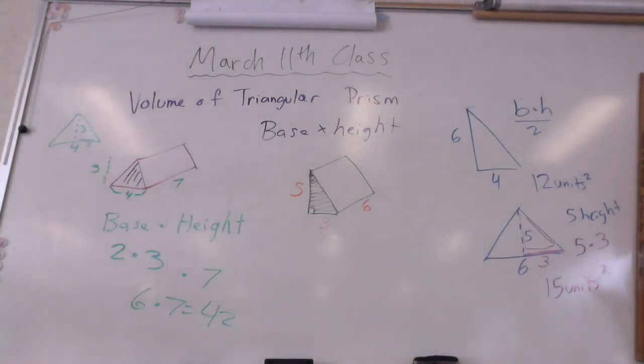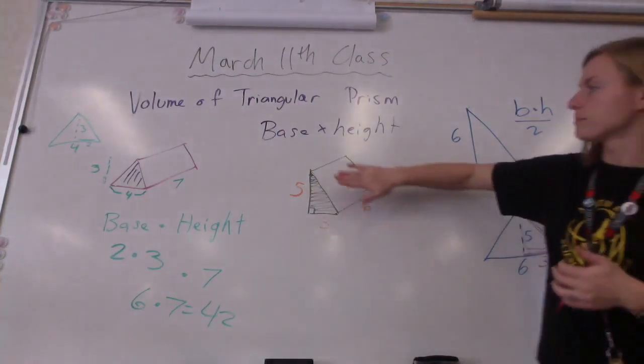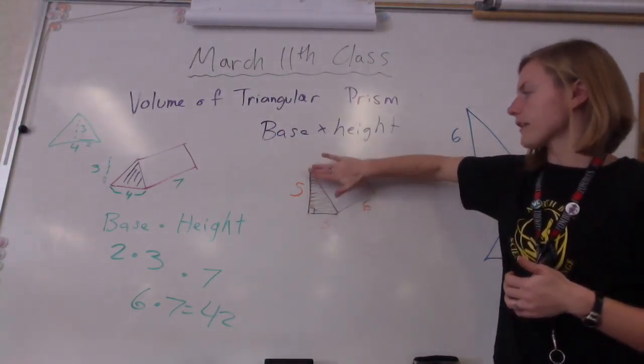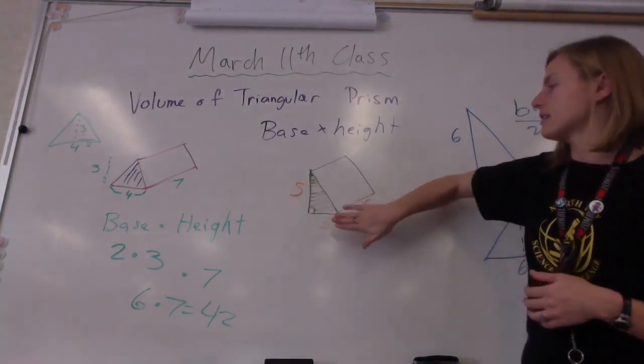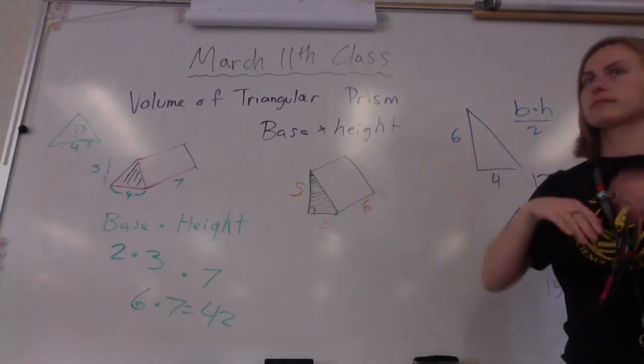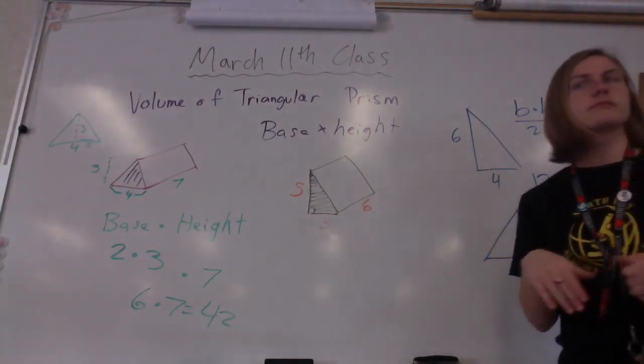Is 6 the height? No, 5 is the height. With a right triangle, you just divide. Isn't it 5 times 3, because that's the basic height? So to get the face of it, you'll do 5 times 3 divided by 2, and you'll take that and times it by the 6. It's 12.5.